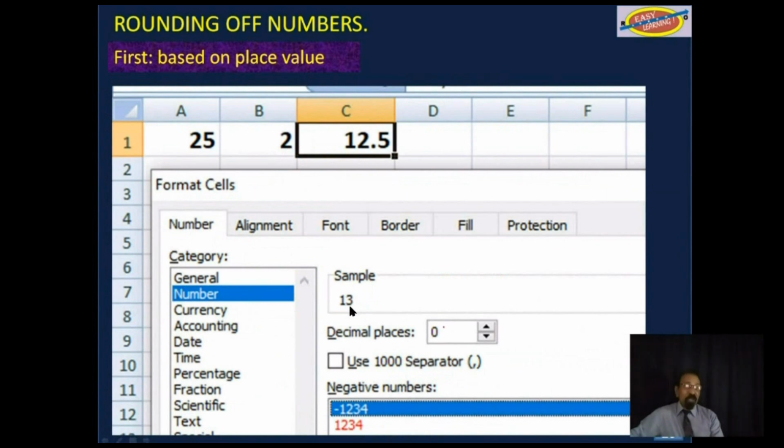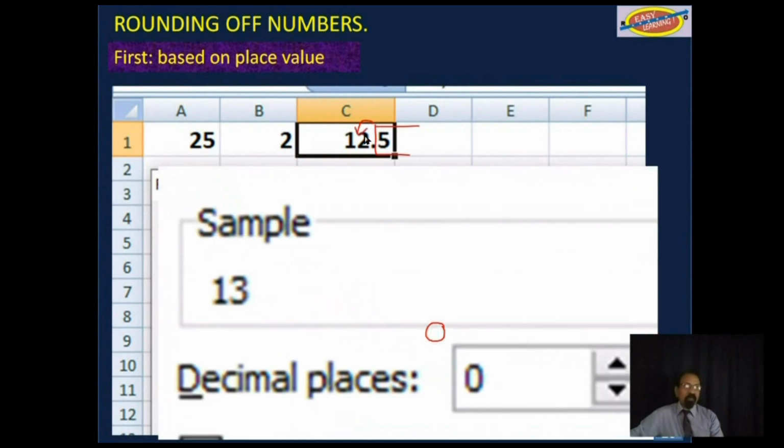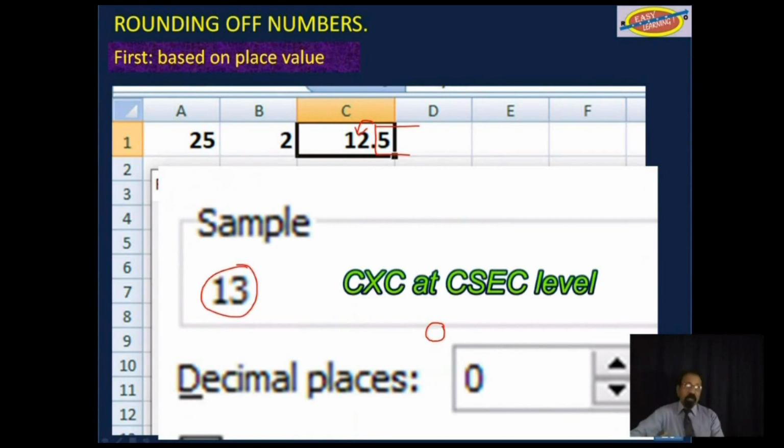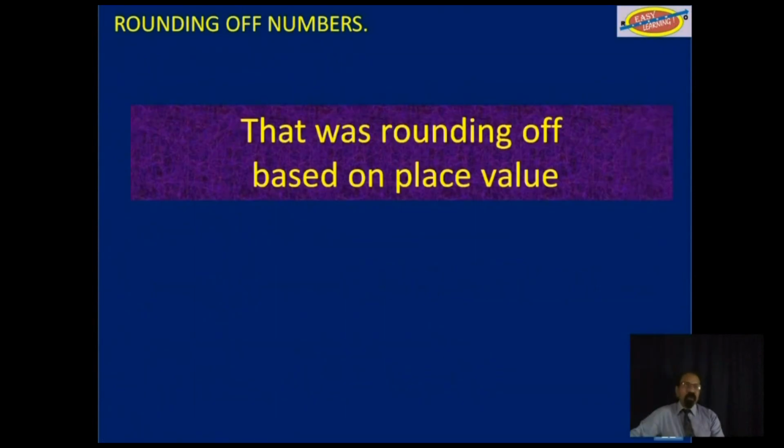Now if you say no decimal places, because it says this is 5 or more, it actually increased that 12 to 13, and that's what we get here. So Microsoft Excel uses the same rule that we are going to use for CXC. Now that was rounding off based on place value.